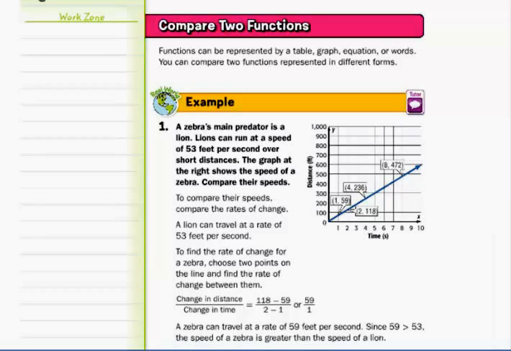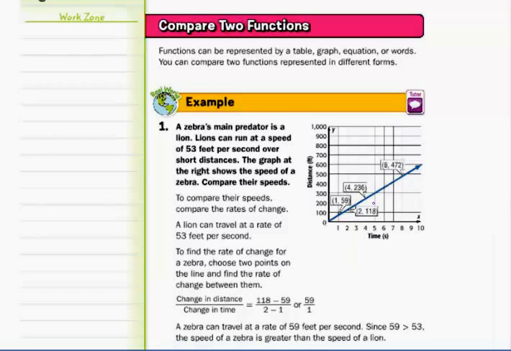So example 1, a zebra's main predator is a lion. Lions can run at a speed of 53 feet per second. That is a rate, or a rate of change. All right? The graph at the right shows the speed of the zebra. So what is the zebra's rate of change?